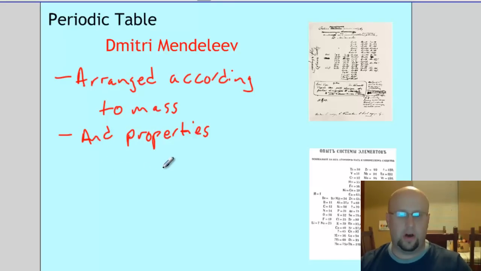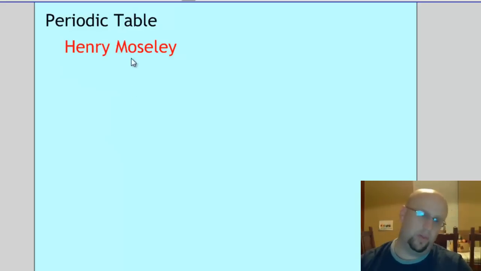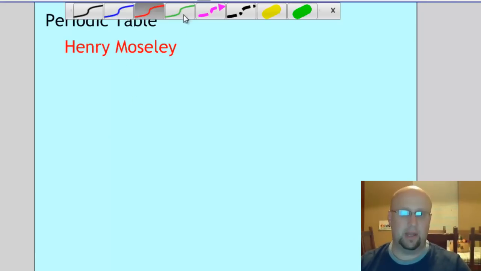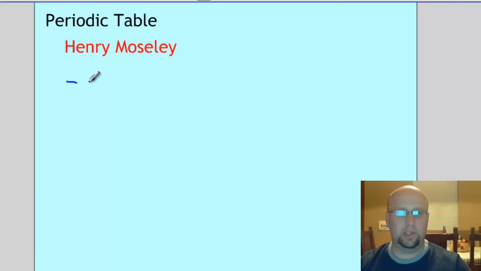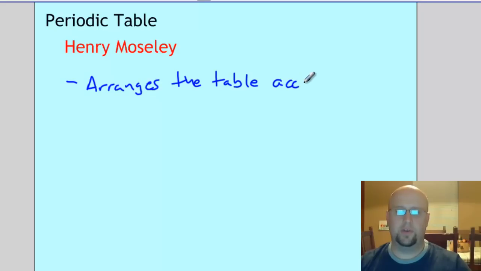And so the flaws are, remember, that he notices that the masses are out of order sometimes. So they've got to find some way to fix that. Well, the guy that does that is Henry Moseley. Moseley's contribution is that he arranges the table. He takes Mendeleev's table, nothing new, he's not really coming up with one on his own, but he arranges the table according to atomic number.